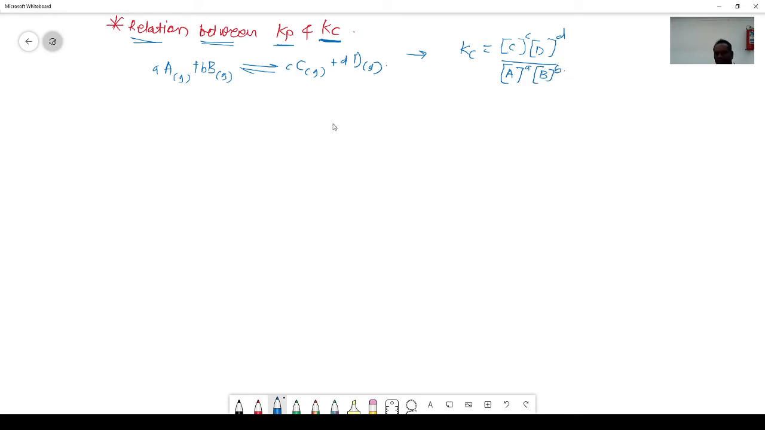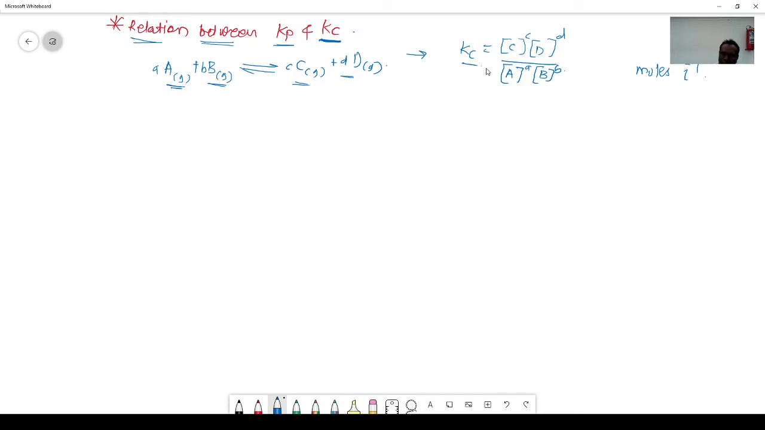This is the Kc terminology we use, where the concentrations of the species are taken as dimensionless by dividing the respective concentration, expressed in moles per liter, by one mole per liter. The C and D terms are the products and those are the reactants. If we express them in moles per liter, that is concentration, then Kc is used.